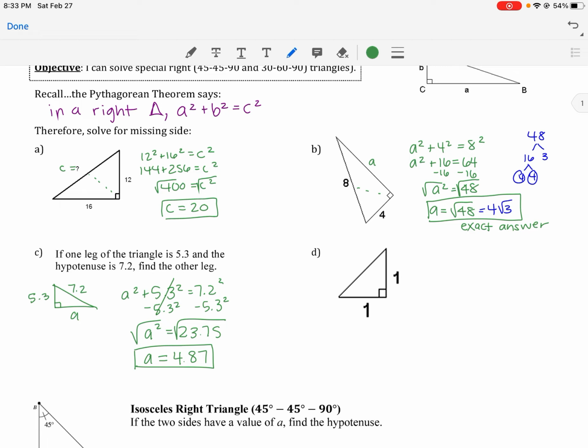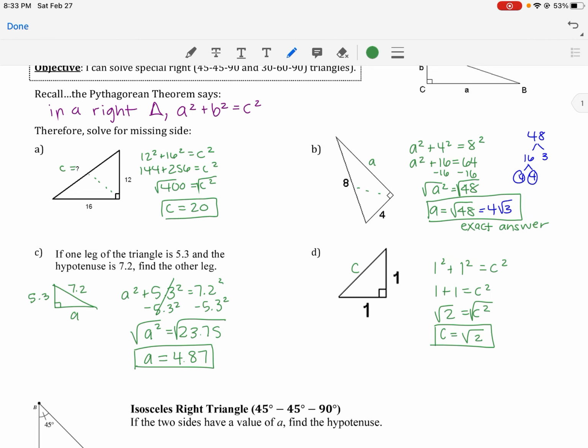Okay, last but not least, this one, we're looking for C again. So we'd have 1 squared plus 1 squared equals C squared. So we get 1 plus 1 equals C squared. 2 equals C squared, take the square root. C does equal the square root of 2.